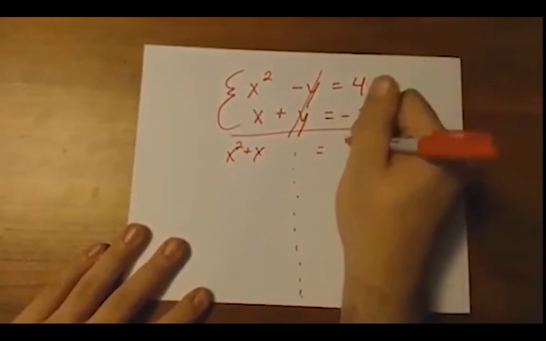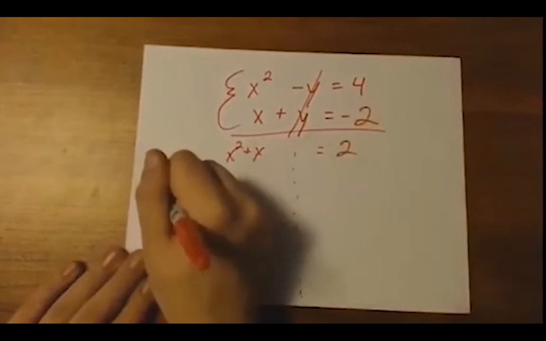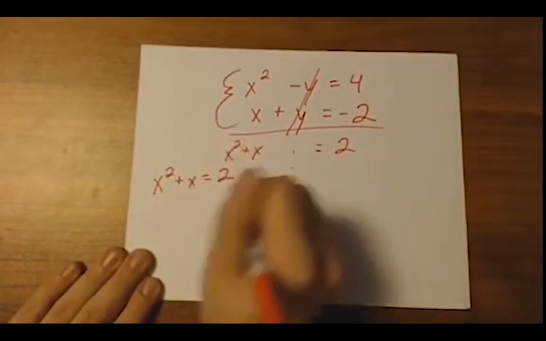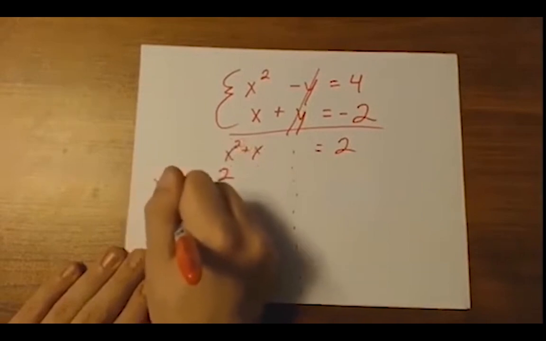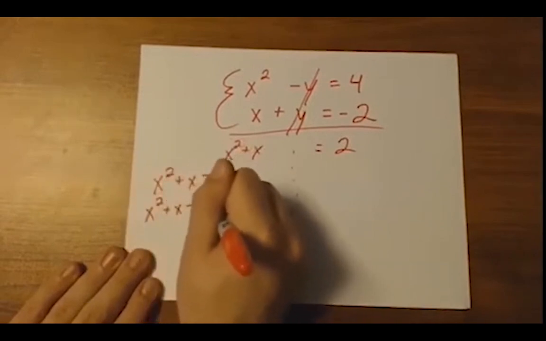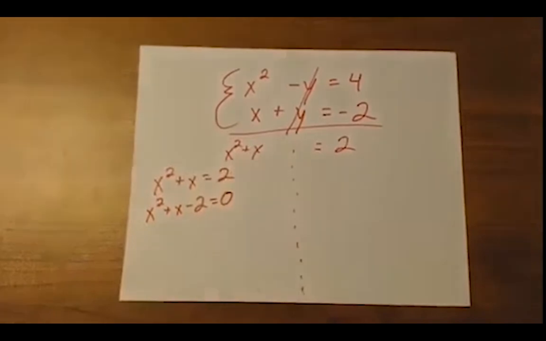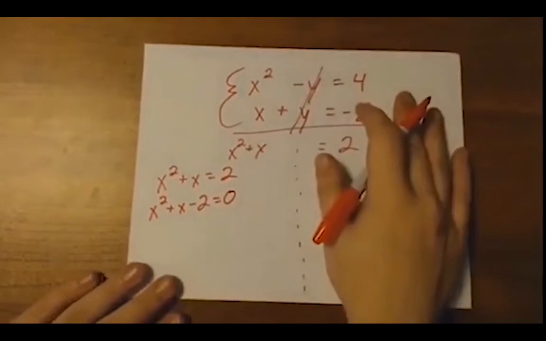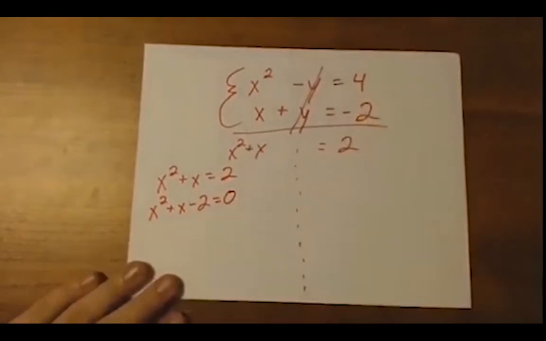Equals 4 minus 2 is 2. X squared plus x equals 2. Get everything on one side, 0 on the other. Factor and solve. So again, I use elimination. I'm completely doing the opposite of what they say to do in example 1, but I still will come back, do substitution, show that it works, and show that it might even be better.